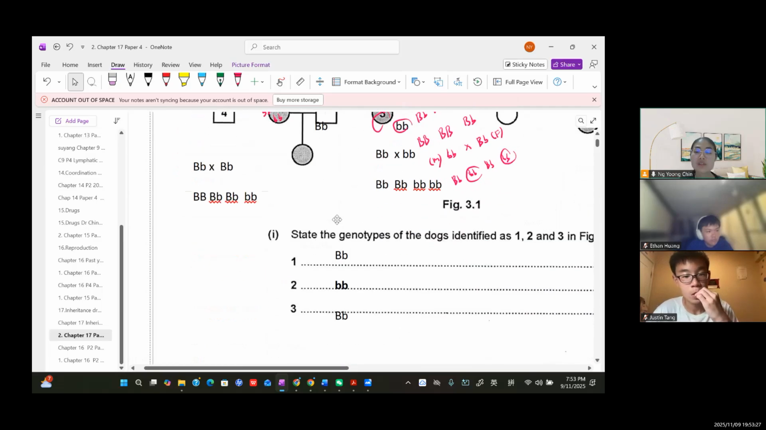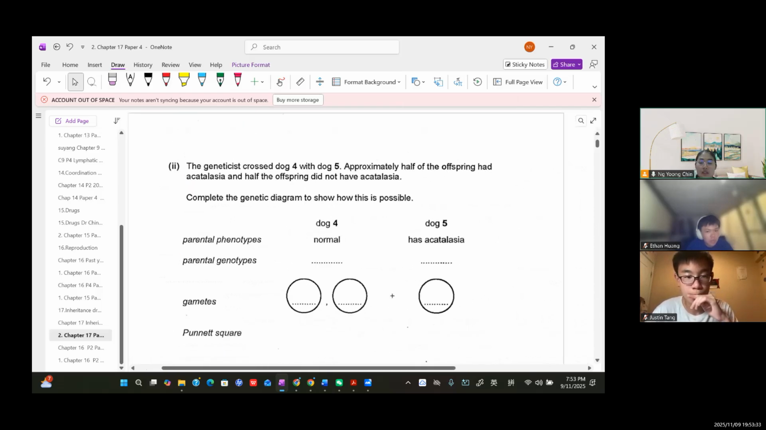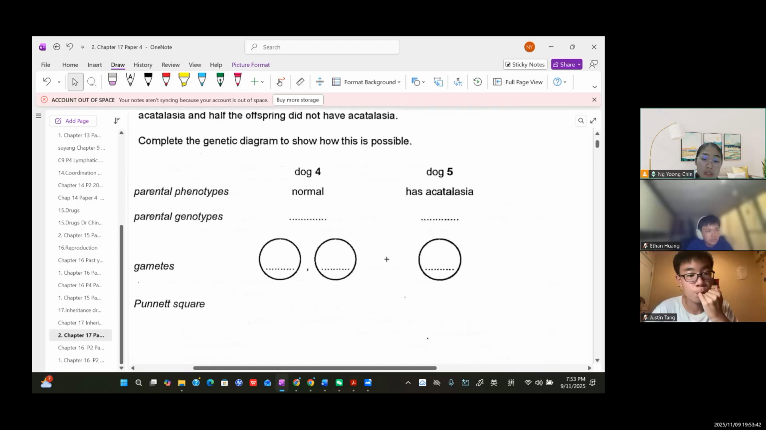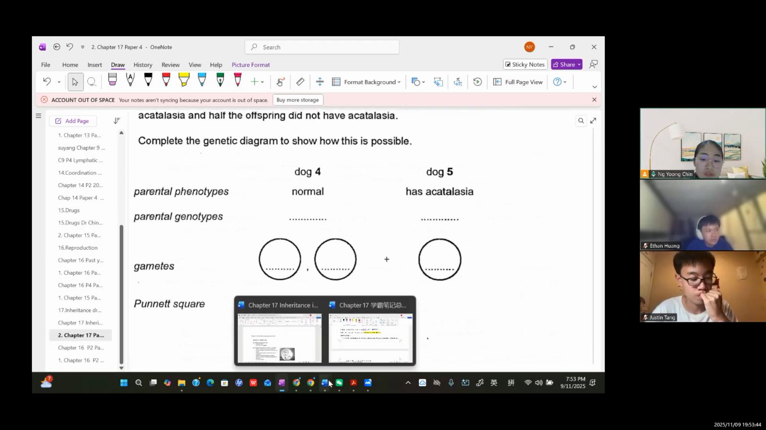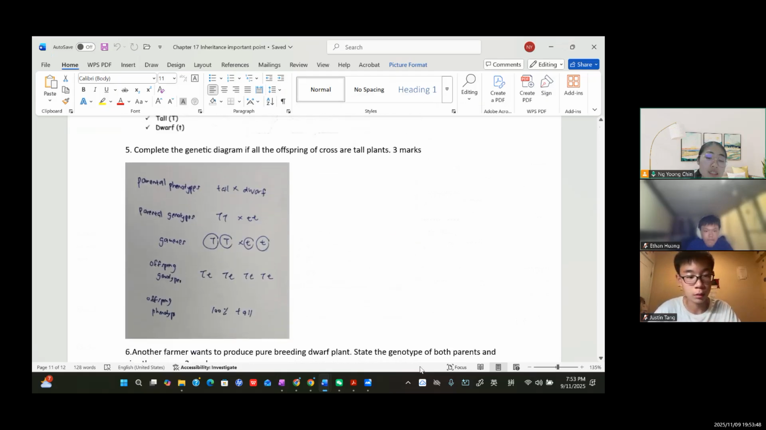So you just have a guess, okay? Have a guess on the answer. And then for this one, now you need to draw the genetic diagrams. Okay, so how can you draw genetic diagrams? Let me show you some of the questions they will be asking, just like this, see? Genetic diagrams.